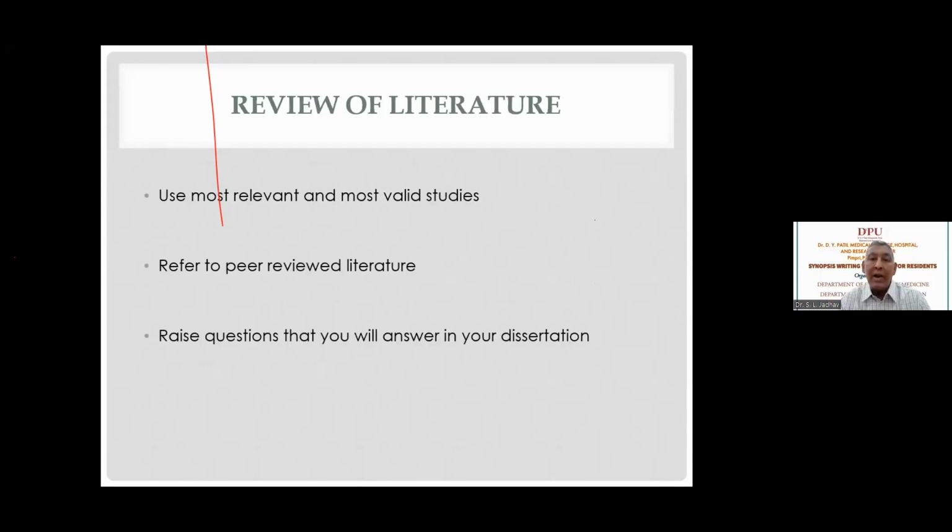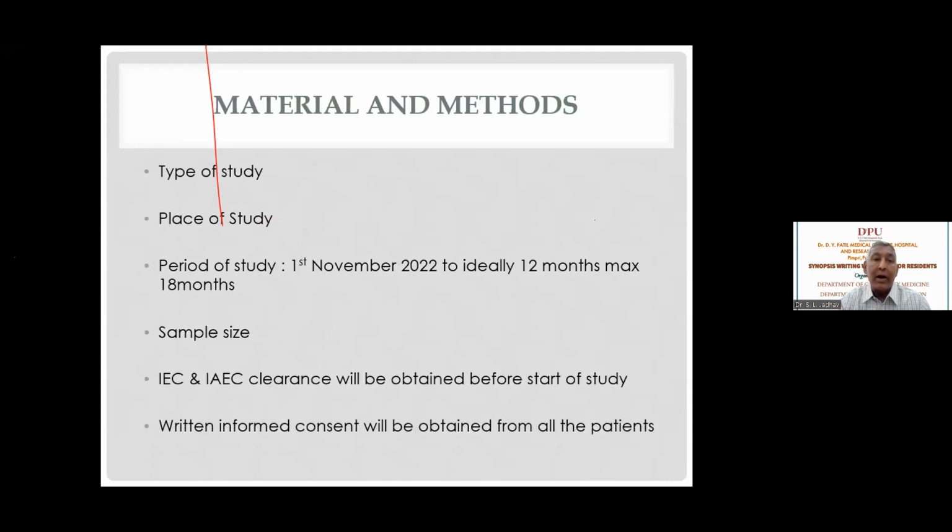Then there is ROL. Again, we have a detailed session on this, so I won't talk too much in detail. Only use relevant, valid and recent studies. Don't go too far back in history regarding the review of literature. In the material and methods, there are various subheadings, as you can see.